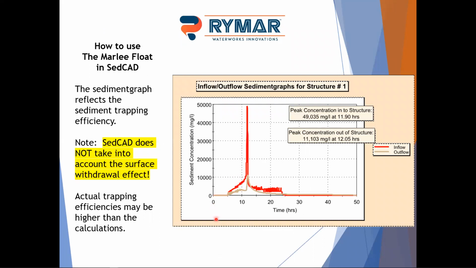One thing to note on the sedimentology, SEDCAD does not take into account the surface withdrawal. It assumes that the water is coming through the entire water column. So when you had the hole at the bottom, you were kind of getting a little benefit from that because it wasn't assuming it was all coming out of the bottom. But now you're getting a little negative that you're not getting the benefit of taking it off the surface. So your actual trapping efficiencies may be, and in most cases probably are, slightly higher than what SEDCAD is calculating.